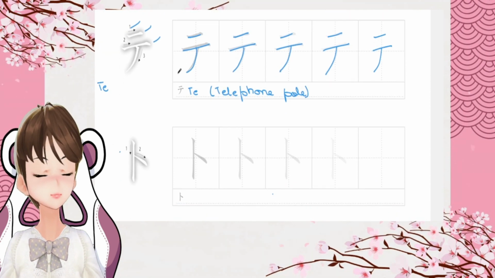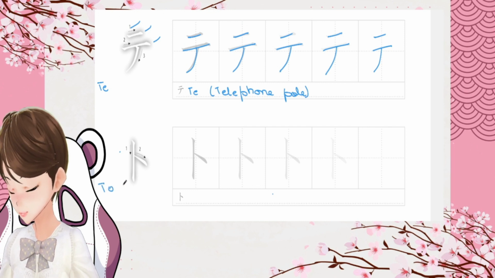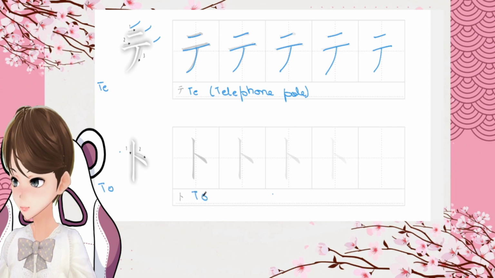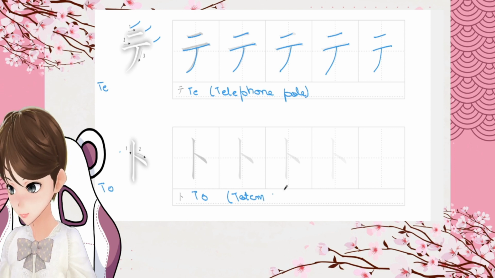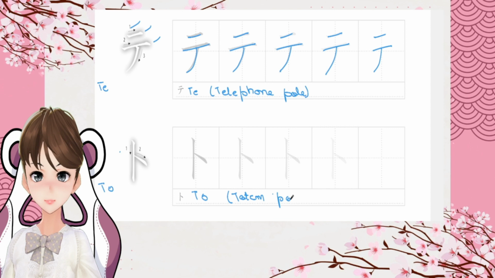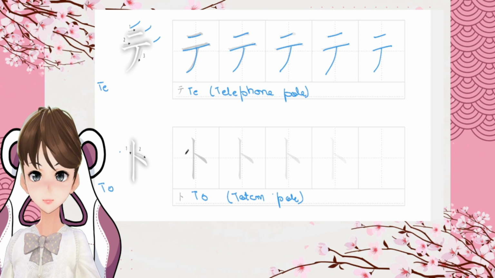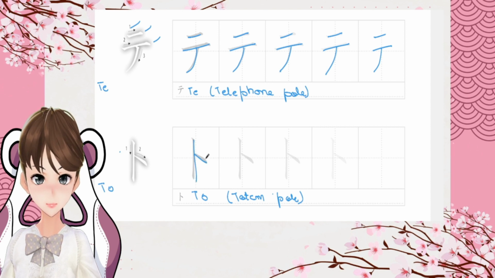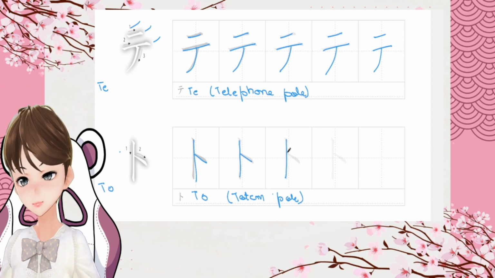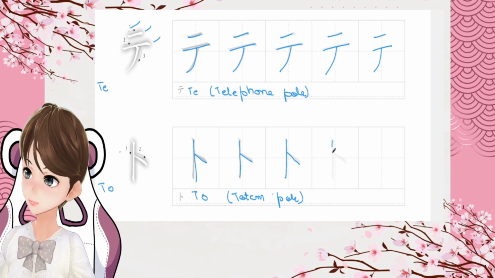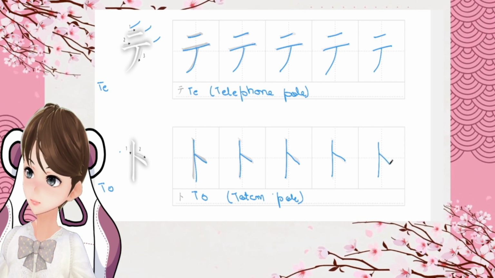Now let's learn the last character in the T line, which is the to character. And the way we learn it, it's a to character, and it looks like a totem pole. So it almost looks like a wooden totem pole. So the way we write it is 1, 2.